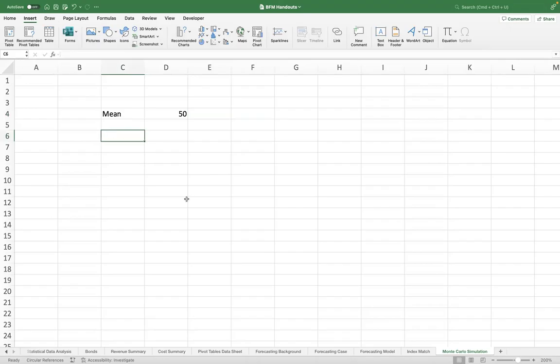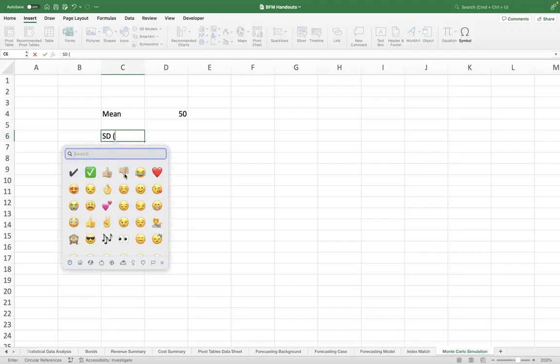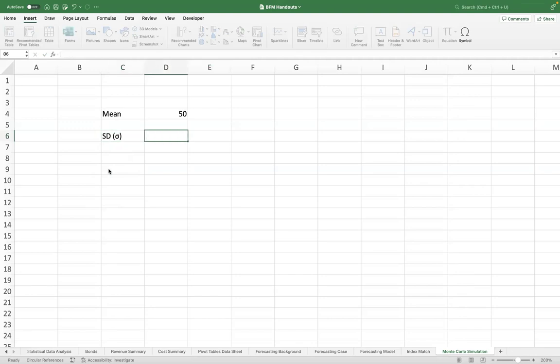You also need the standard deviation. Standard deviation is how much? Standard deviation is 10. ठीक है ना? And we need to do 30,000 iterations. Don't make the mistake of dragging for 30,000. You'll keep dragging only otherwise.